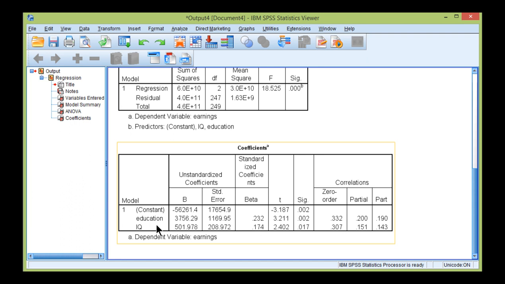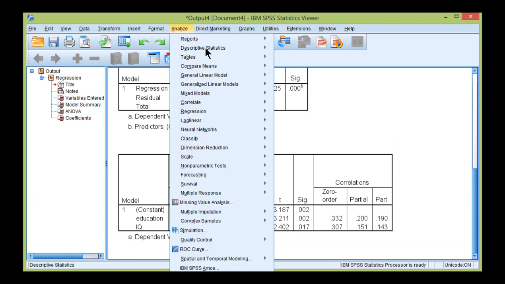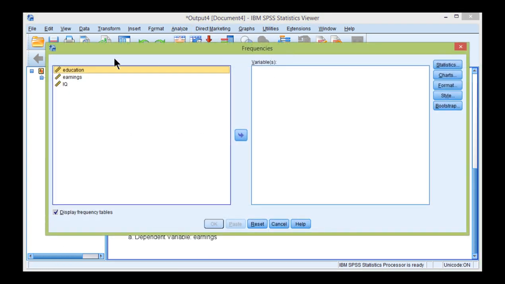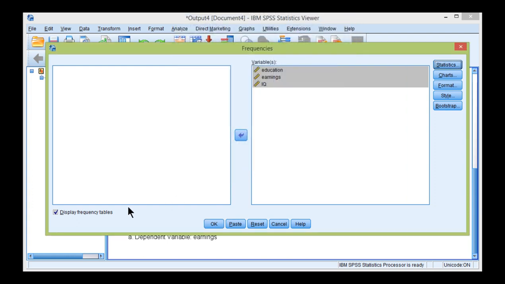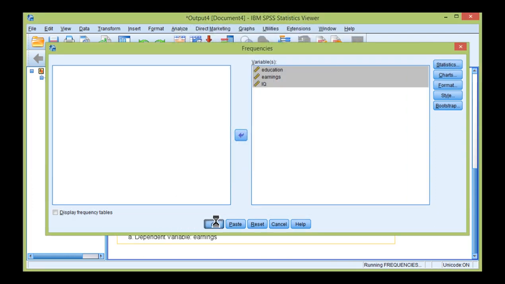Well, let's look at education, for example, that has the standardized beta weight of 0.232. In order to interpret that, I'd need the standard deviations associated with these variables. So let's go into Analyze, Descriptive, Frequencies, and put my variables into the Variables box, click on Statistics, and click on Mean and Standard Deviation. You only really need the standard deviations. Deselect Frequency Tables, click OK.